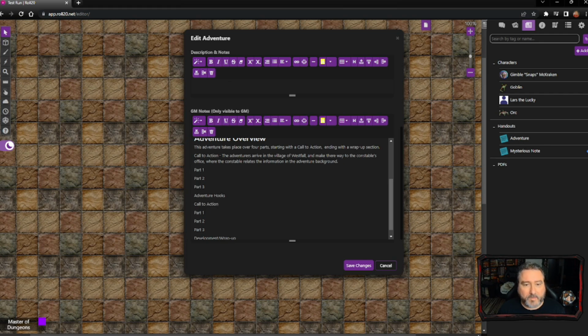So in the first part, the call to action, the adventurers arrive in the village. They make their way to the constable's office, and the constable relates the information in the adventure background. Of course, when you get to the call to action, like I said, flesh it out more, have it more conversational in your descriptions there. Then we're going to go to part one. Of course, you can put in what the village is going to reward the party with if they do it, which again, you flesh out in the actual call to action.